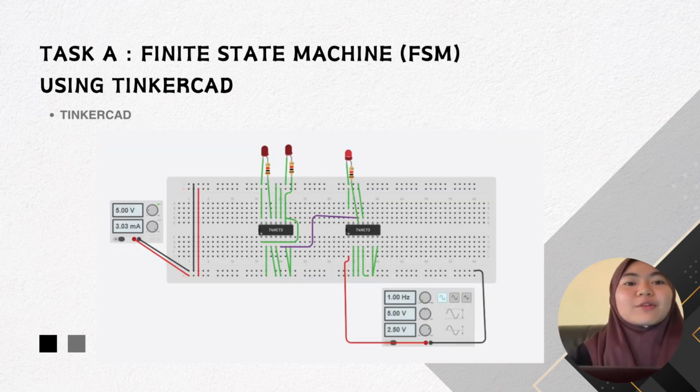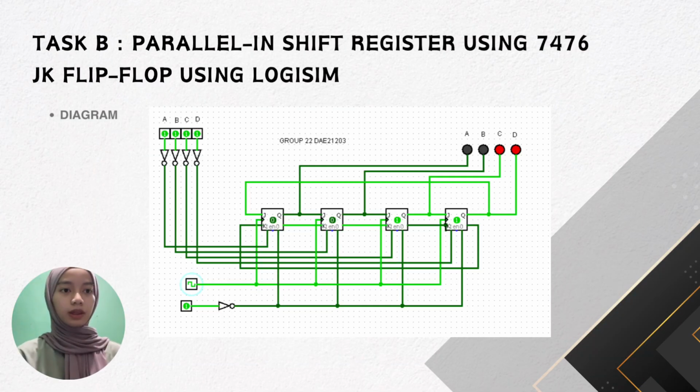Assalamualaikum warahmatullahi wabarakatuh. My name is Najwa binti Muhammad Zaini. My matric number is A824059. So here is the circuit that I created. The sequence that I use is 1, 2, 3, 4, 5, 6, 7 and 0, and then looping.